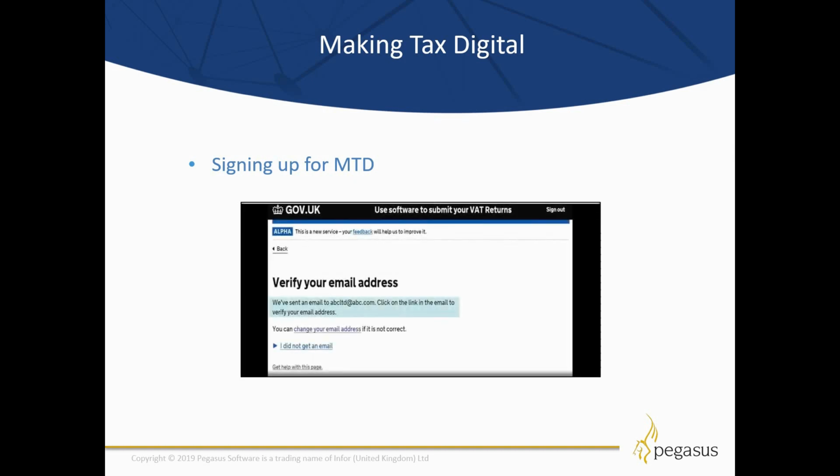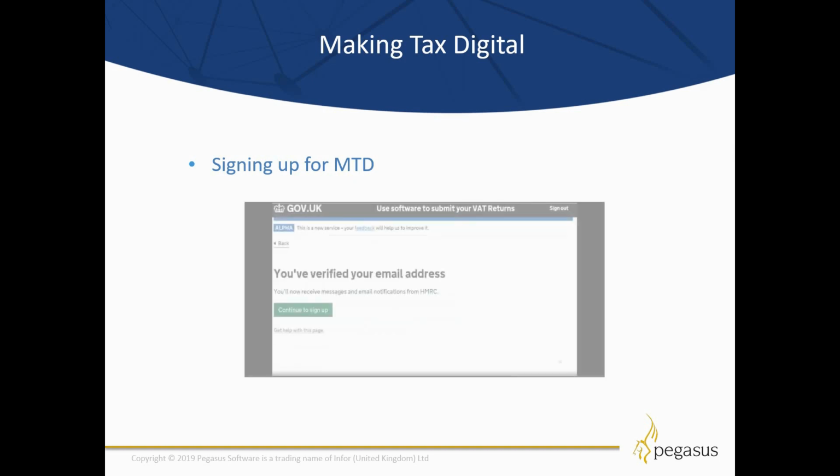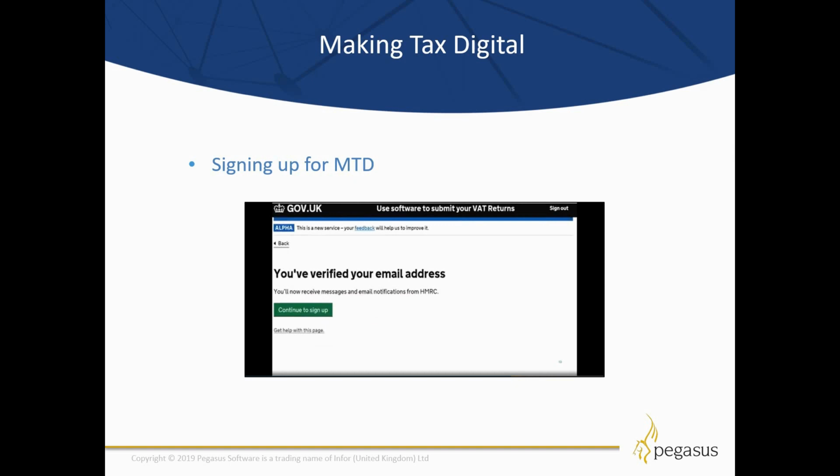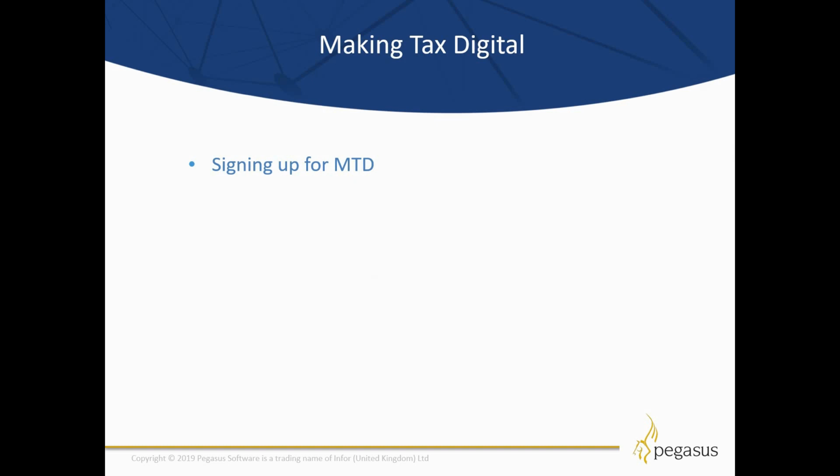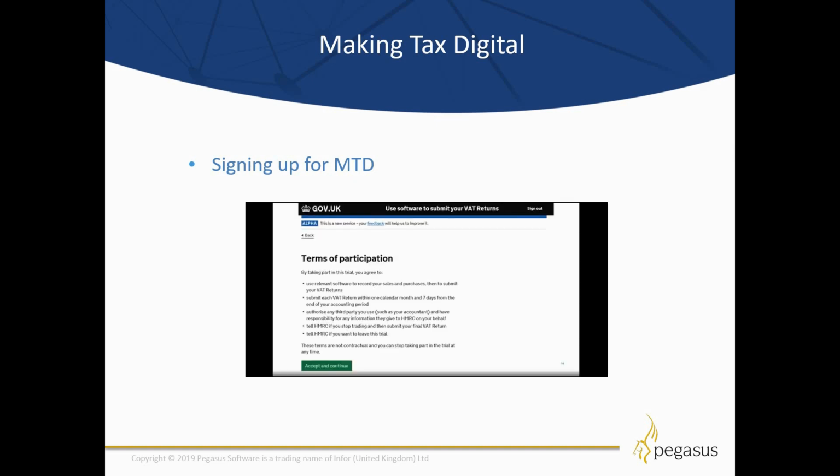Click on the link in that email to verify that this is your correct email address. They will then confirm that this has been verified as your email address, at which point you can then select the Continue to Sign Up option shown in green on this slide. And finally, they will send you the terms and conditions that you need to accept. That's it. You'll then be able to use MTD for VAT.